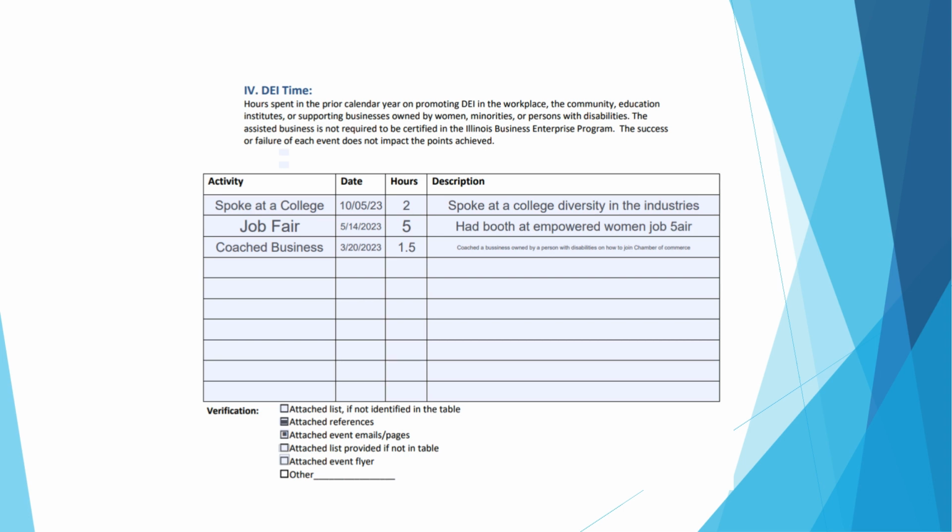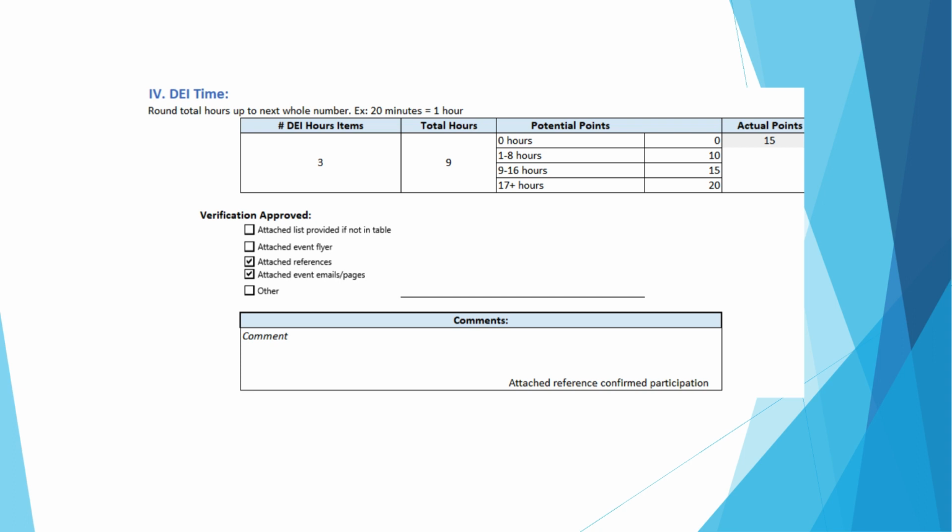Some examples of DEI time could be helped a WMD apply for grants, hosted DEI meetings within the business, volunteered at an event that promotes WMD, provided advertising for WMD, had employees take a DEI class, participated in a WMD career panel, or created a mentorship with WMD youth. Anything under an hour gets rounded up to an hour. So this offer has 8.5 hours. That would round up to 9, and they would receive 15 points.